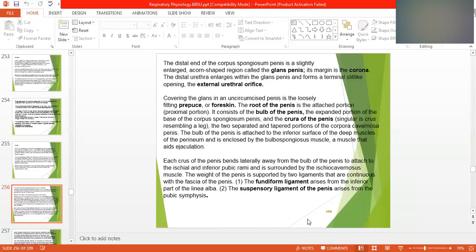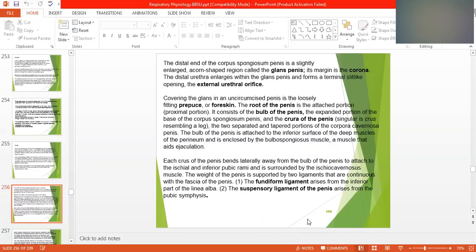Today we are going to discuss the reproductive system of the male, which we have continued from the last lecture. Covering the glans in an uncircumcised penis is a loosely fitted prepuce, or foreskin. This is an anatomical structure of the male.